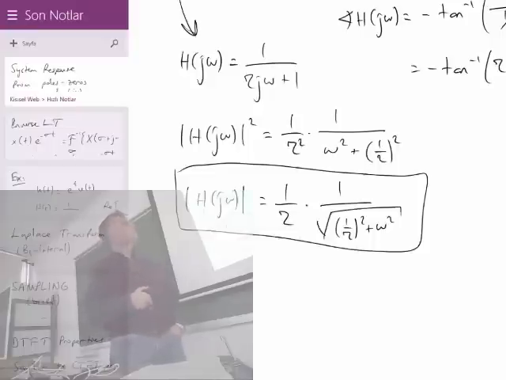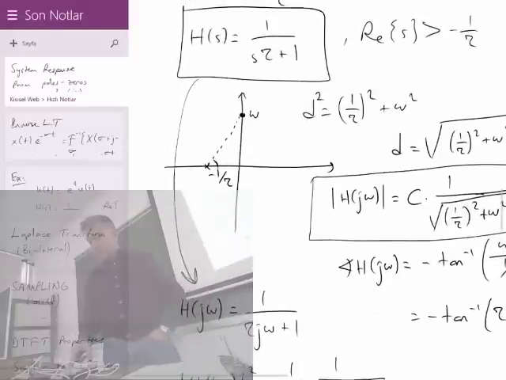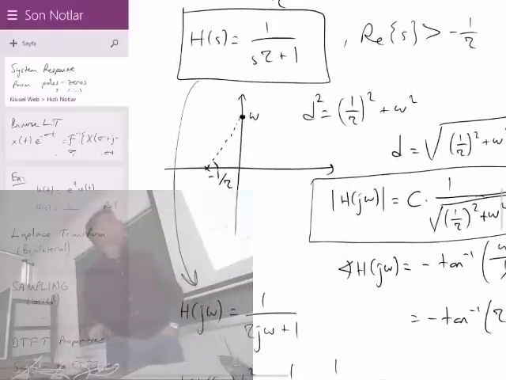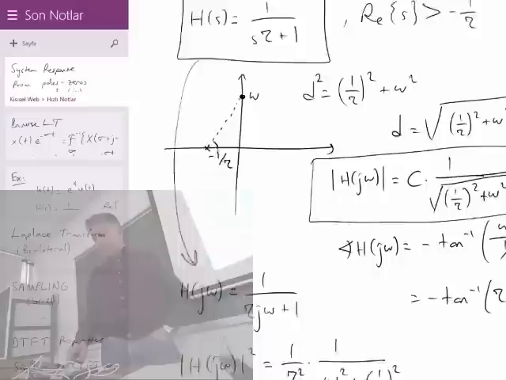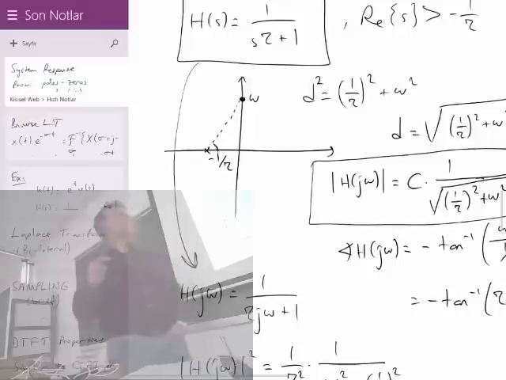Okay, let's see a few more examples regarding the system response, system magnitude response, actually. So this was our first example. It was a poor man's low-pass filter, you can say, with only a single pole. And the distance from the pole increases, as you see.